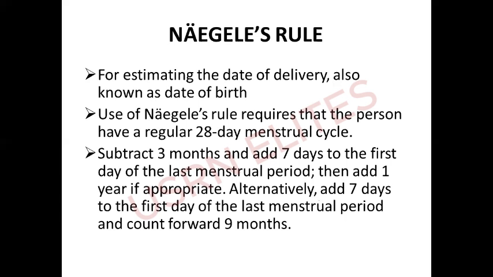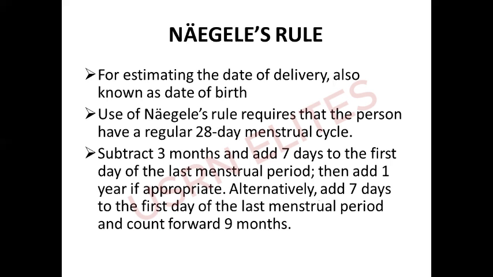Here it says that you subtract 3 months and add 7 days to the first day of the last menstrual period, then add 1 year if appropriate. Alternatively, you can add 7 days to the first day of the last menstrual period, and then count 9 months forward. So let's do this together. I have a question that we'll do together. I am reading it.